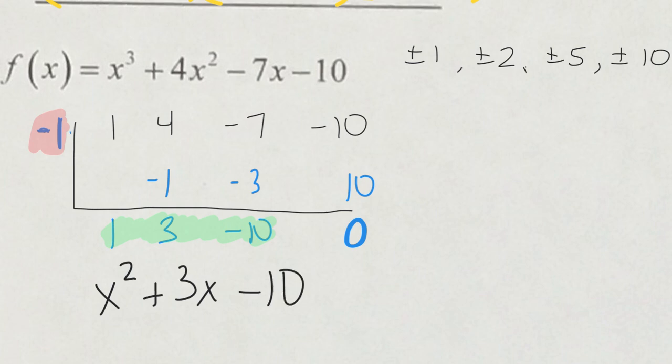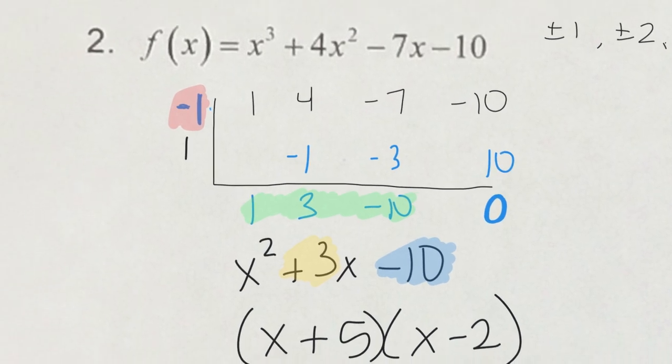So our brains need to think every time we do a factor what numbers multiply to give us negative 10, and at the same time add to give positive 3. And those numbers are positive 5 and negative 2. Okay? Your quadratic will give you your factors, 2 of them. And your other factor comes from your synthetic division. So if I have a negative 1 as a root, that comes from a plus 1 factor.